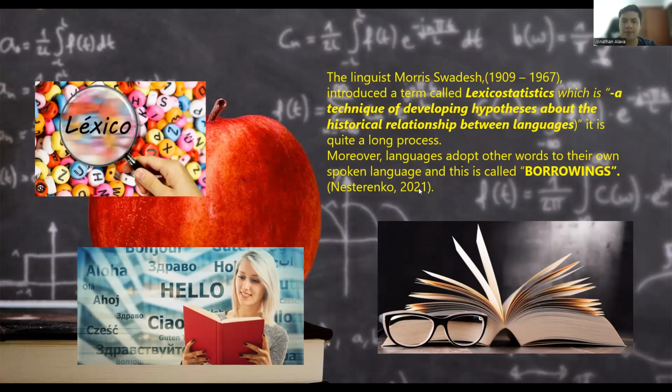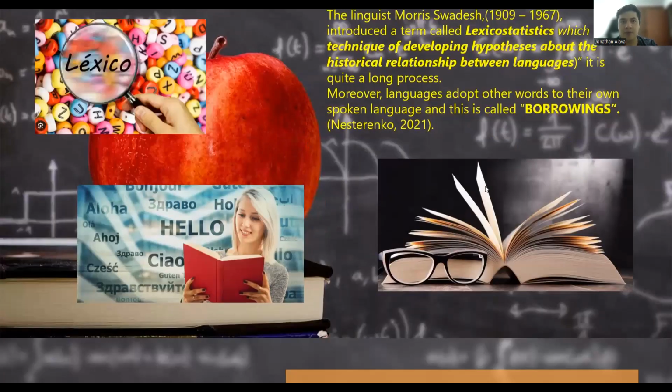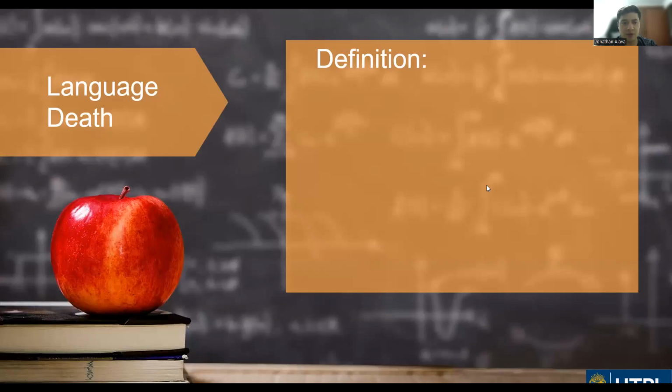We can easily find examples of this borrowing in our native language, which is Spanish, sometimes even without realizing that words are borrowed from other languages. For example, in this case, we have the word chatear, which comes from chat. And we say, vamos a chatear, let's go and chat. So it's very interesting. Now, let's focus on language death and the definition.